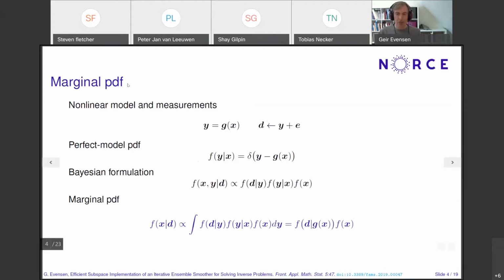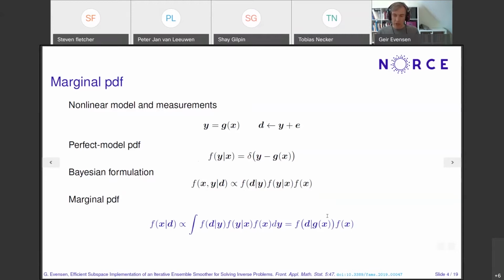Of course, we don't have to solve for both x and y simultaneously, because if we know x, we can compute y. So it's okay to integrate out y from this equation. And also, if the model is perfect, we can represent this transition density as a Dirac delta function. So we put this delta function in here, we integrate over y, and then we basically replace y with g of x in the likelihood. So this is really the inverse problem that we are solving.